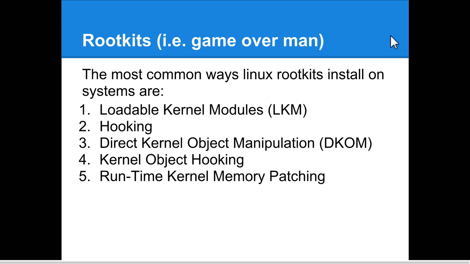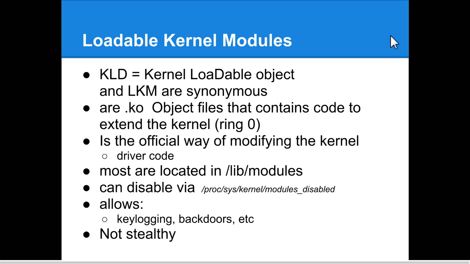Okay. So the rootkit talk for Linux is extremely similar. Here we have loadable kernel modules, which are basically the same as kernel mode drivers. Then we're going to go over hooking, direct DKOM, kernel object hooking, and runtime kernel memory patching. We've basically covered all these things, but I just want to show you how the two operating systems are not that different in attack theory.